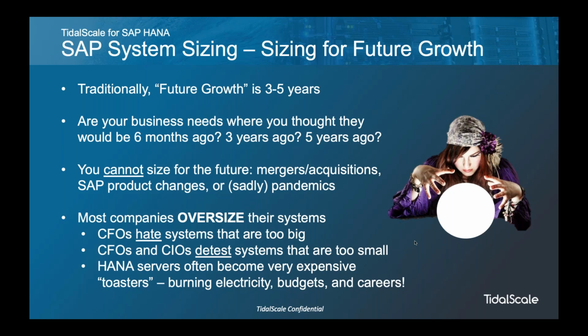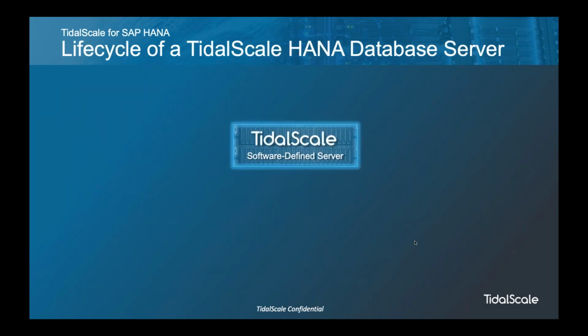So what we've seen most of the time is HANA servers are really big toasters. Customer thinks they need 9 terabytes. They put 9 terabytes on the floor. Turns out they only need 3. 6 terabytes of money just burns in the data center. There's a better way. Let's watch and see.